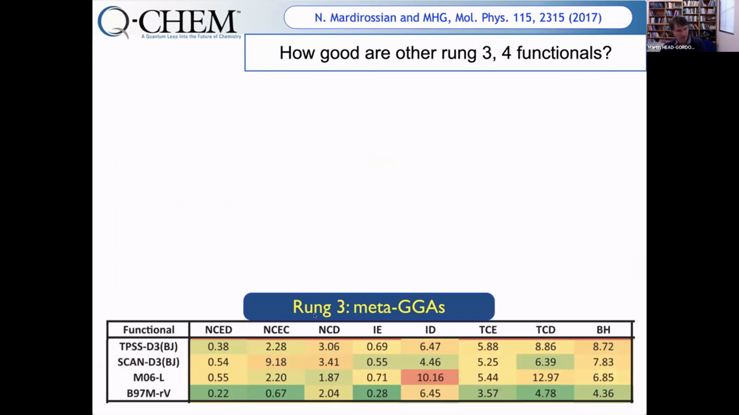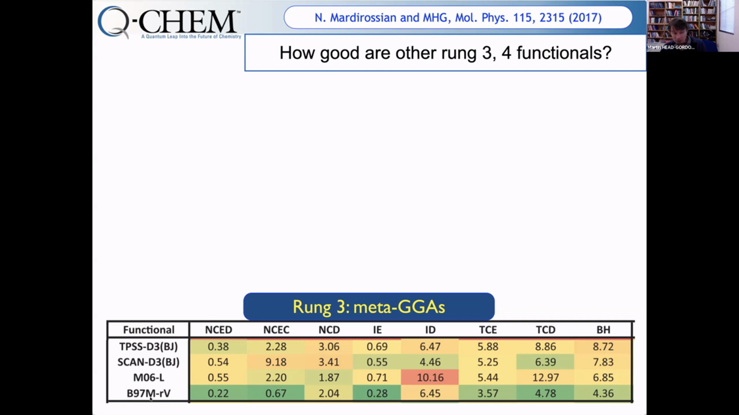But before we talk about that, let's just look at how the best rung 3 functional compares against some other good rung 3 functionals that are not quite as good. And you can see the differences are fairly significant. So in barrier heights, MO6-L and SCAN D3 and TPSS D3 are significantly inferior to B97M-RV. So that's the statistically significant difference.